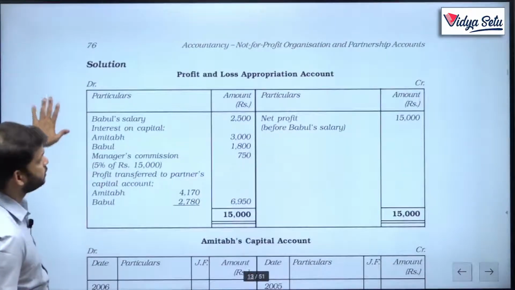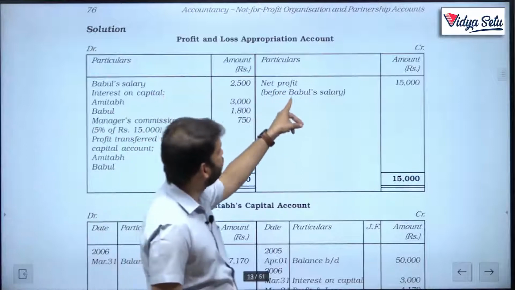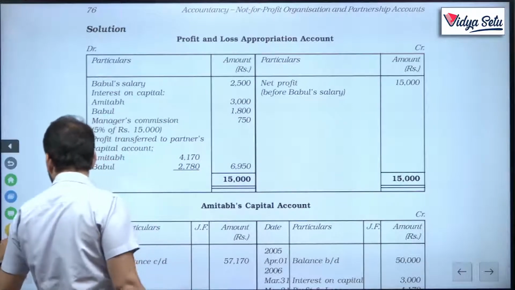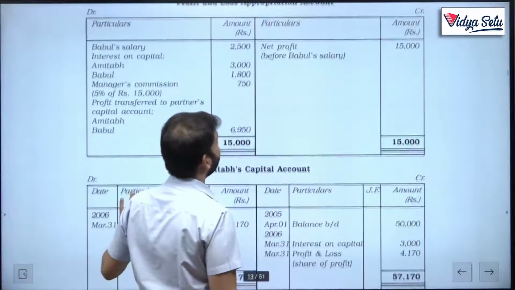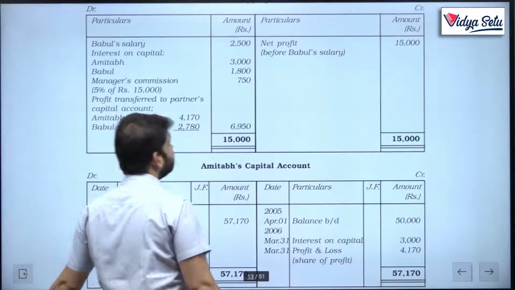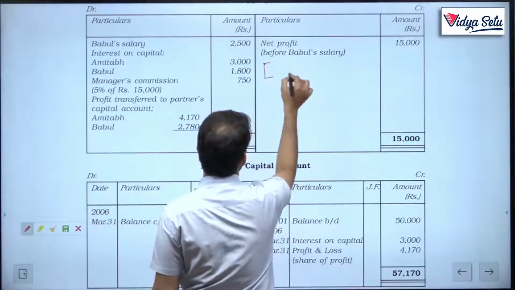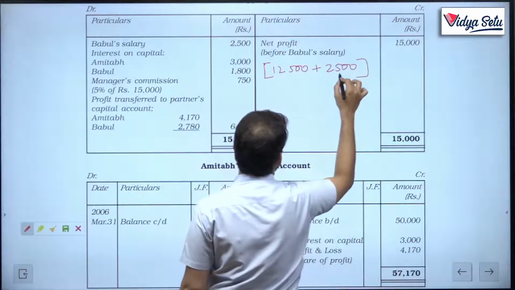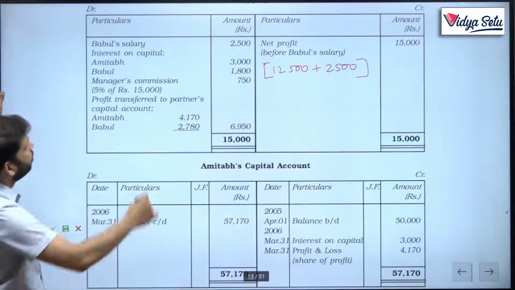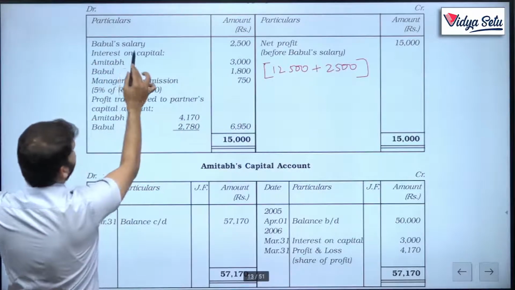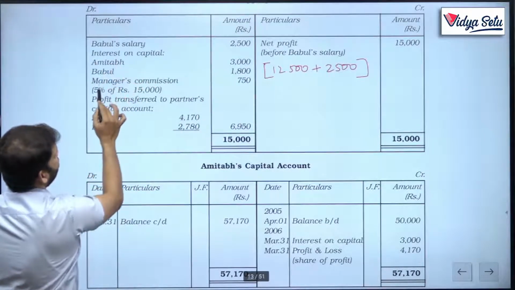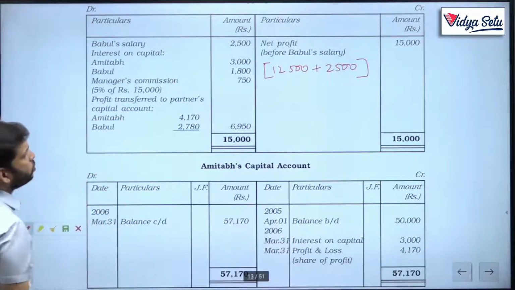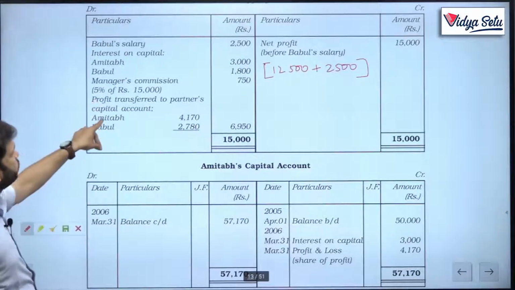Let's see here, net profit before Babul's salary of 15,000. How did this 15,000 come? This 15,000 includes the salary. You can make a note here: 12,500 plus 2,500. Then of course we subtracted Babul's salary, the interest on capital we calculated, and the manager's commission of 5% was also reduced. Okay, profit transferred to partners' capital account.